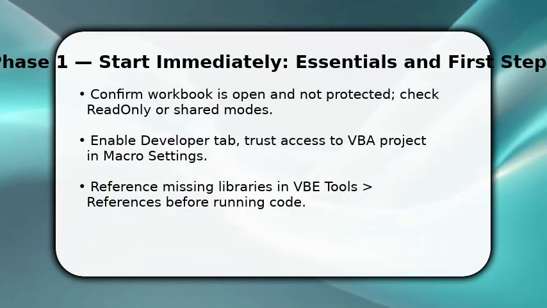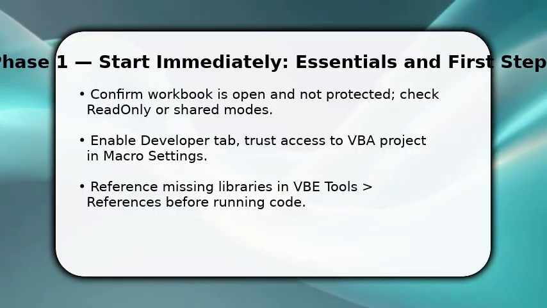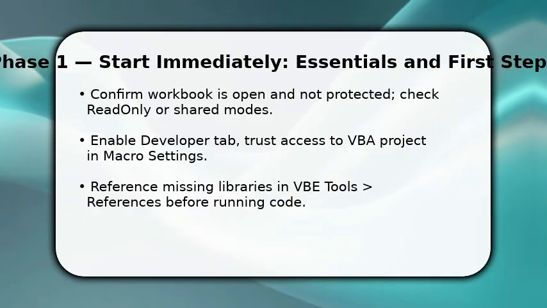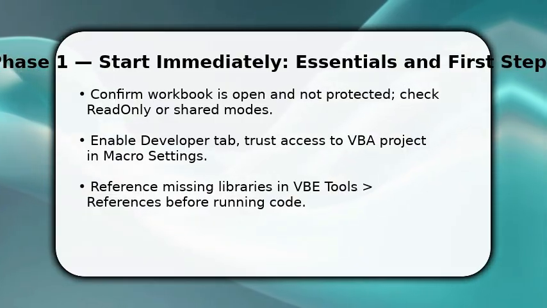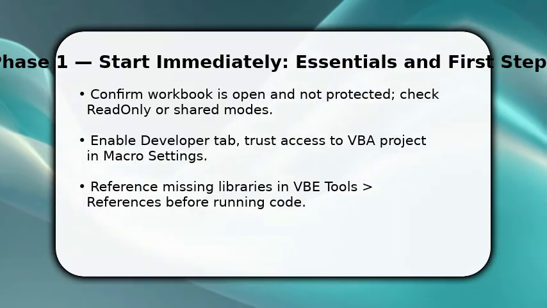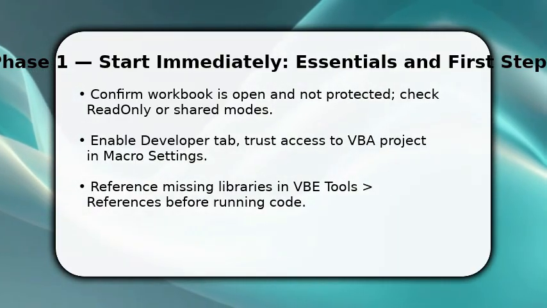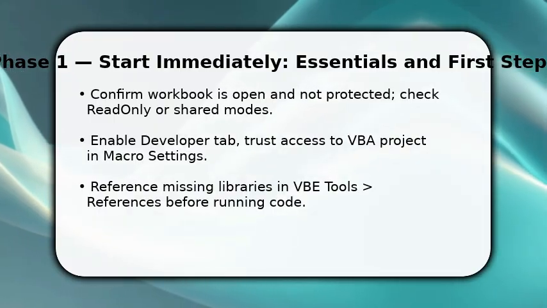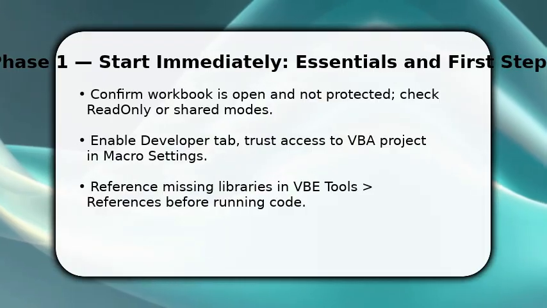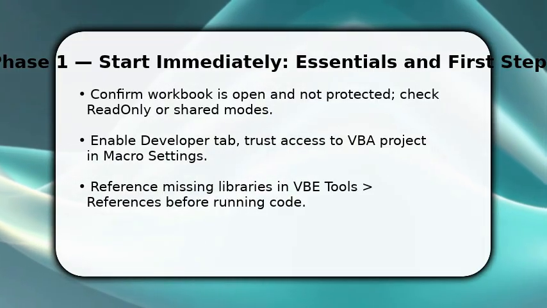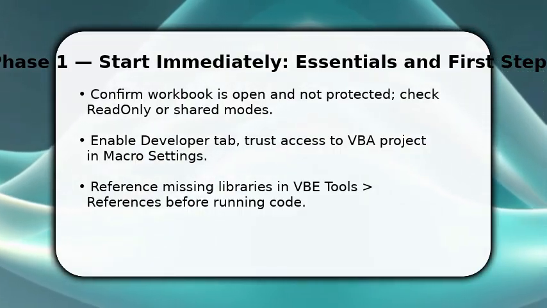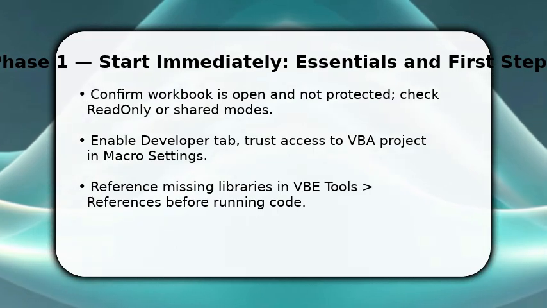You begin by verifying the environment. Open the exact workbook and confirm it is not protected or read-only. Once done, enable Developer and allow trust access to the VBA project so your code can interact with the file. Next, open the Visual Basic Editor and check Tools, References for any missing libraries, and remove or replace them. These steps stop immediate permission and reference failures, so your macros can proceed to operate against ranges and objects.